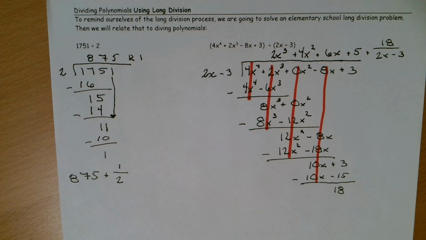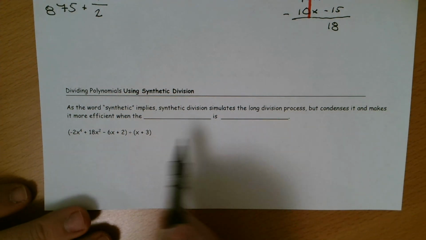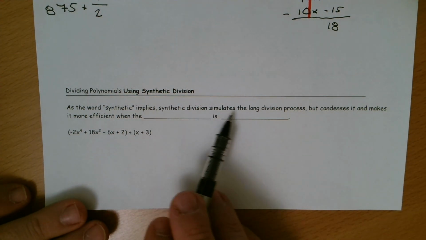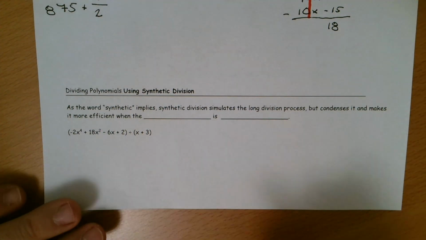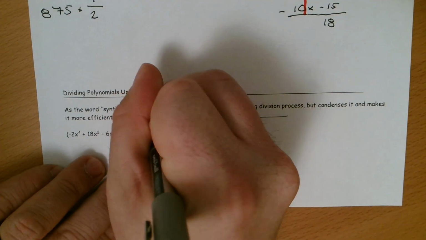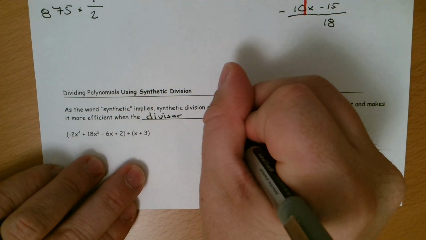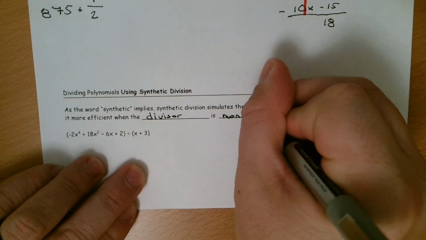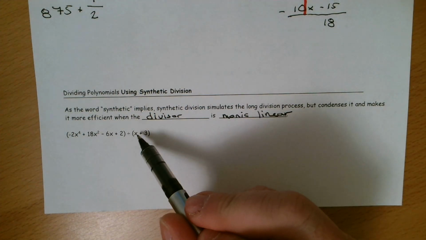Okay, so let's talk a little bit about a quicker version of dividing polynomials, and that's synthetic division. Synthetic division simulates the long division process, but condenses it and makes it more efficient, but only when the divisor is monic linear. Basically meaning that the x is to the first power and the coefficient in front of the x is 1, just like you see right here.